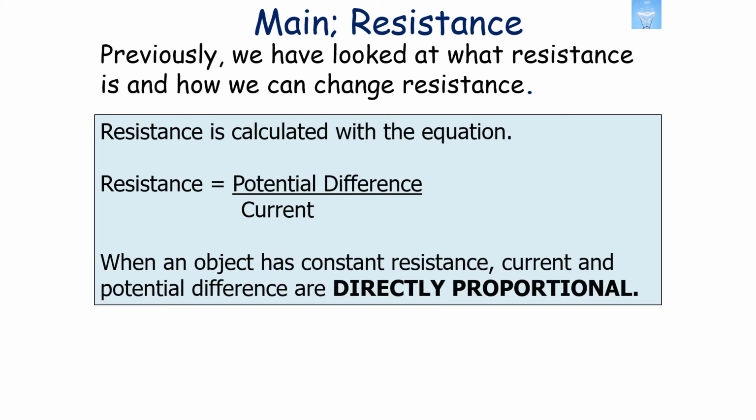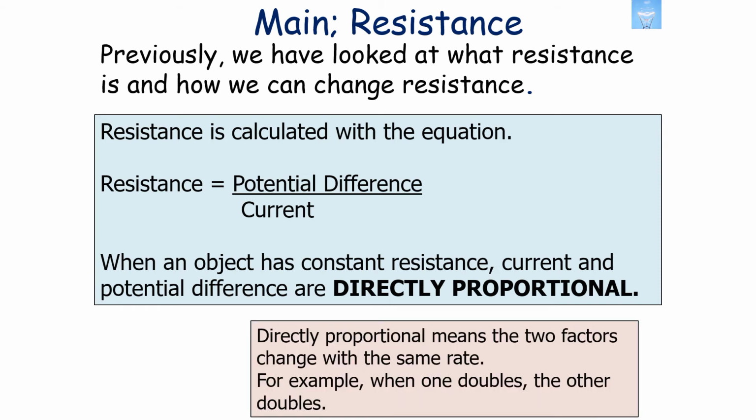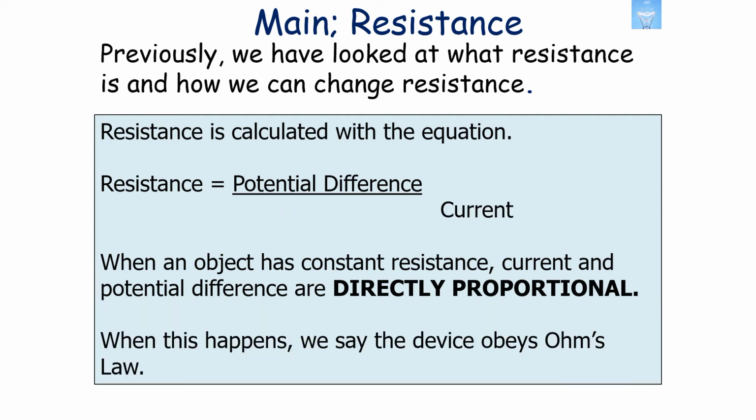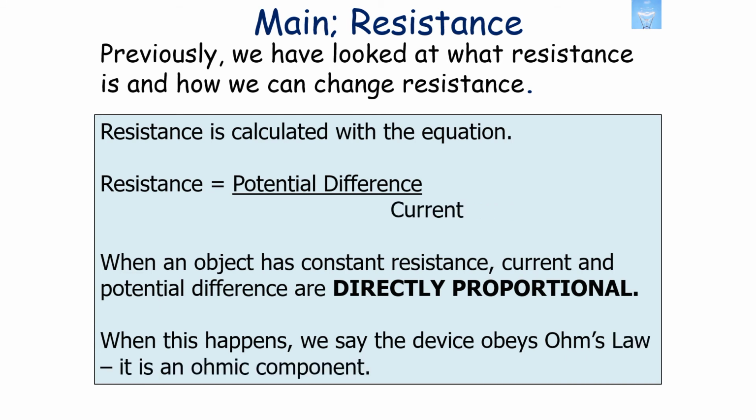So when an object has a constant resistance, current and potential difference are directly proportional. So directly proportional means the two factors change with the same rate, i.e. when one doubles, the other doubles. So when this happens, we say the device obeys Ohm's law. We say that when this happens, the device is an ohmic component.